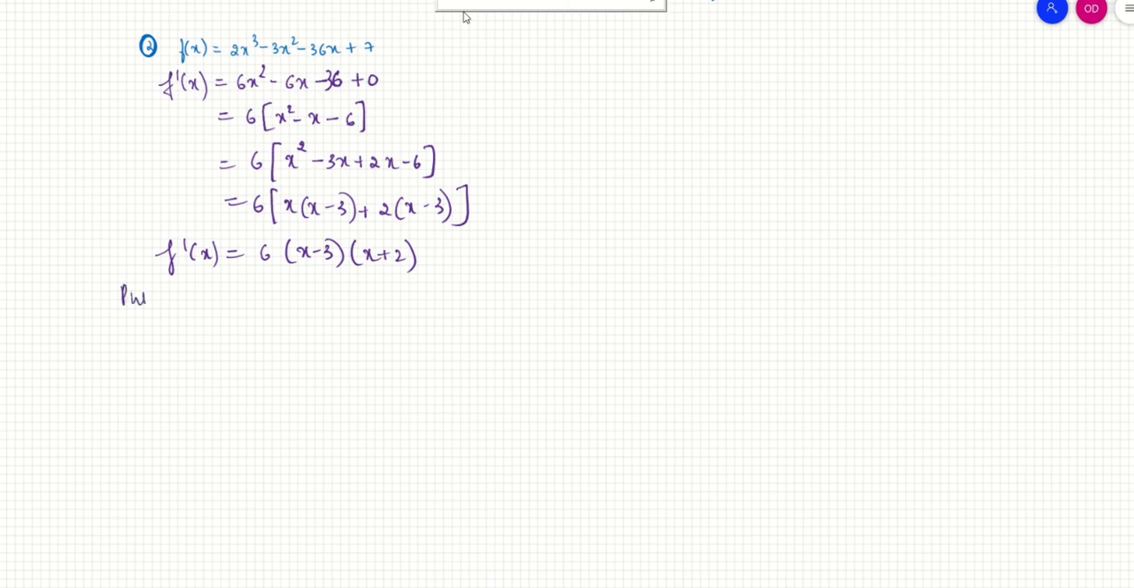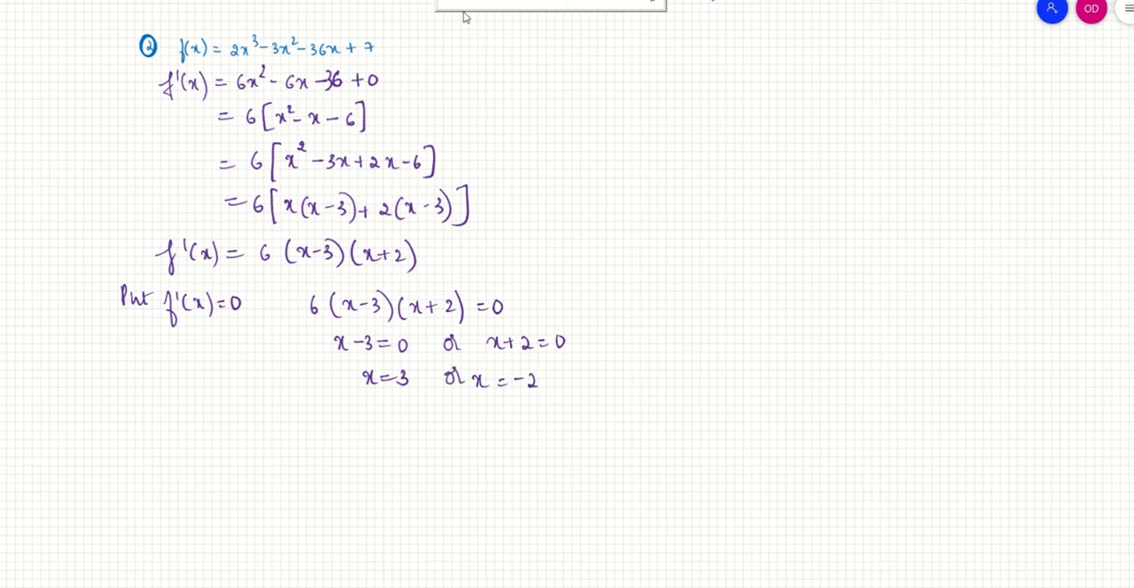Now let's put f dash of x is equal to 0. So when we put f dash of x is equal to 0, we get 6 into x minus 3 into x plus 2 is equal to 0. So either 6 is equal to 0, which is not possible, or x minus 3 is equal to 0, or x plus 2 is equal to 0. So we get x is equal to plus 3 or x is equal to minus 2.